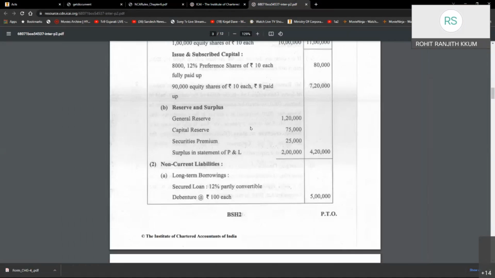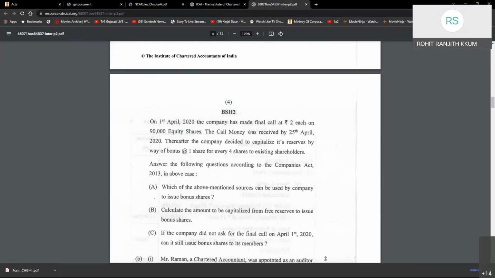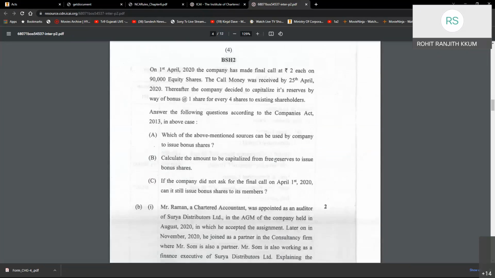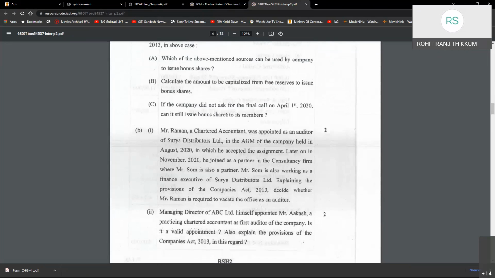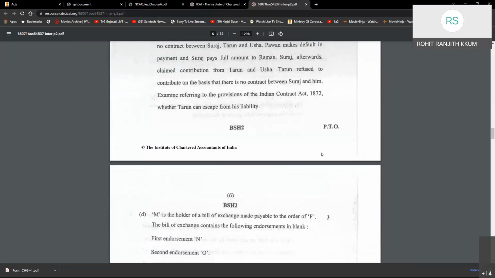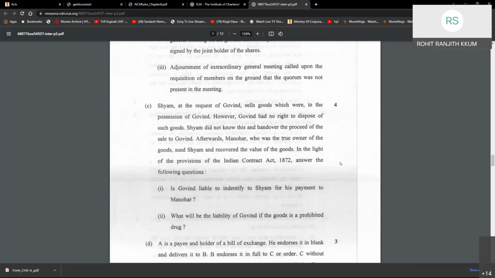So trust me, here, can you imagine? For this much huge story, only 2 marks. This much huge story, only 2 marks. This much huge story, 2 marks, only 3 marks. Okay, there are some questions with a maximum of 6 marks, 4, 3.